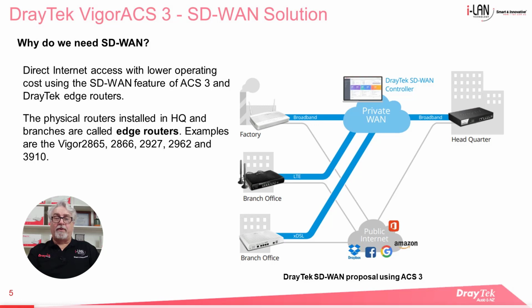VigorACS 3 is the core of the DrayTek SD-WAN solution and provides a user-friendly interface with a responsive display that automatically adjusts and arranges content to suit a variety of devices such as PCs, tablets or phones. It uses an auto configuration server, that is ACS, together with DrayTek Edge routers, which is just the term used for routers installed at the head office and branches. At the moment, that includes business class routers like the Vigor 2865, 2866 and 2927 series, and the 2952, 2962 and 3910 models, but more may be added in the future.